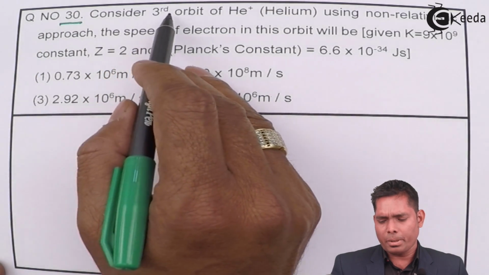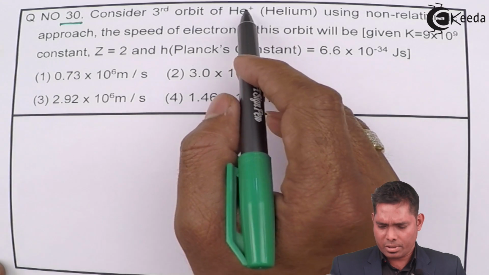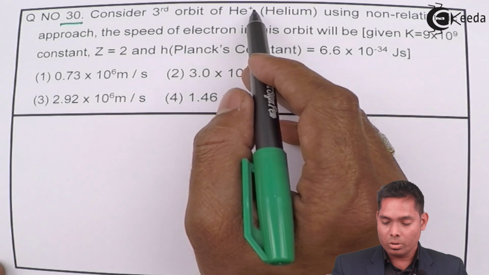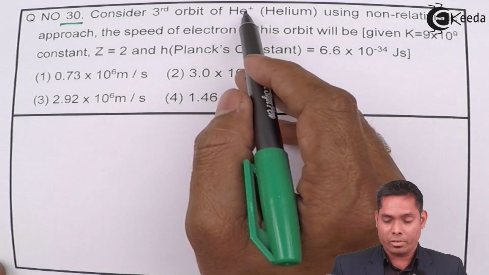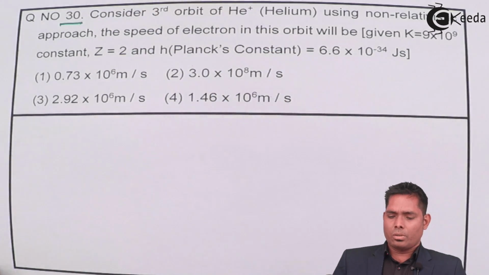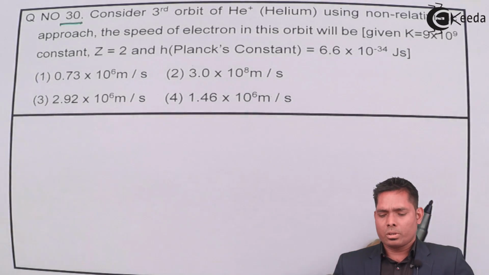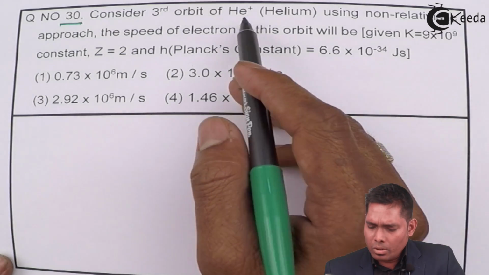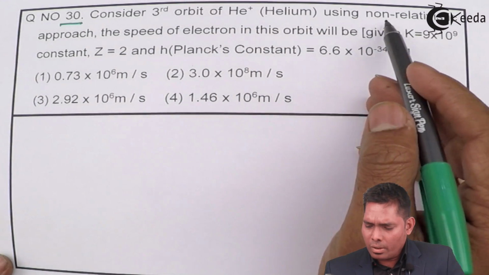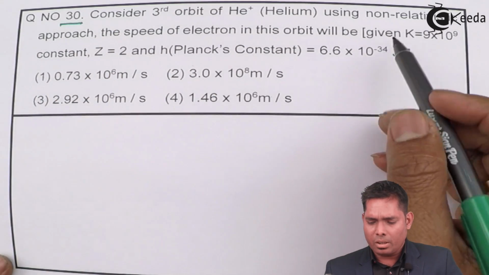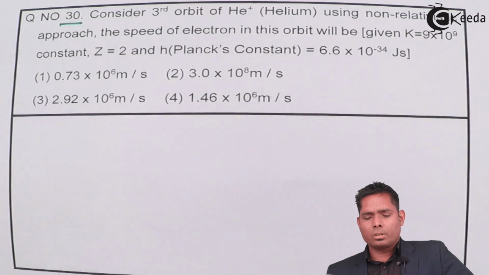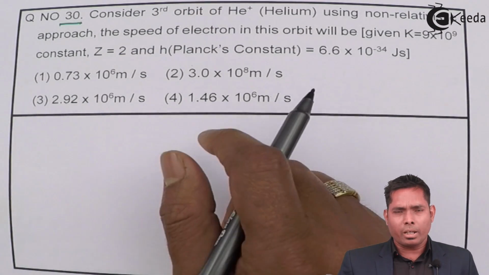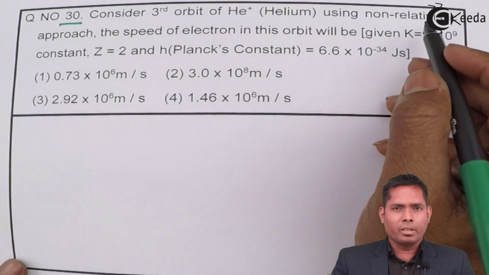Consider the third orbit of helium plus. One electron is removed, so it is like a hydrogen-like atom. Because if you want to apply Bohr's postulates, then it should be a hydrogen-like atom. Using the non-relativistic approach, that means the speed of the electron is not comparable to the speed of light, we are not going to take into consideration those relativity considerations.